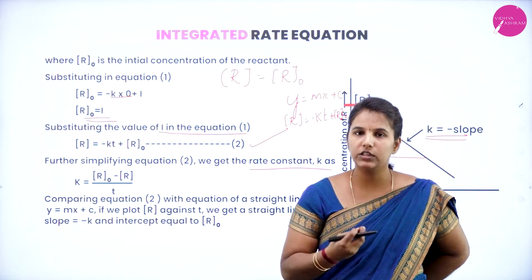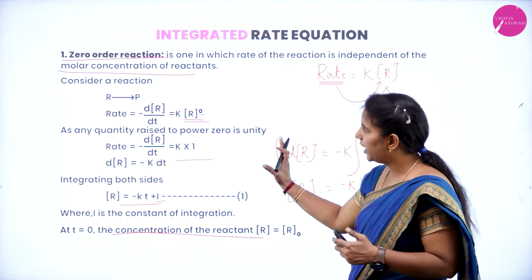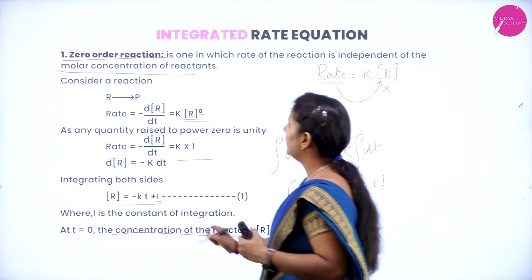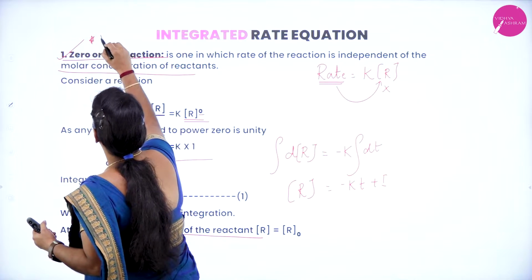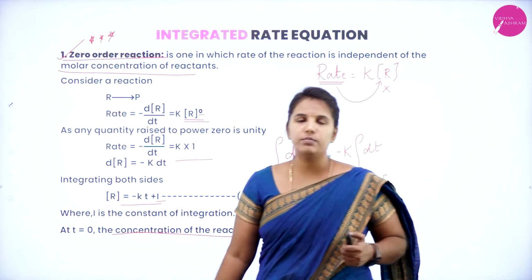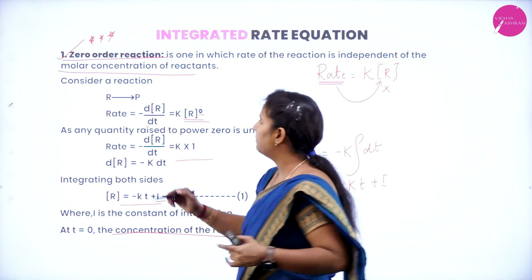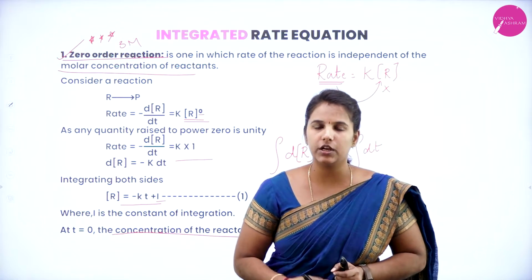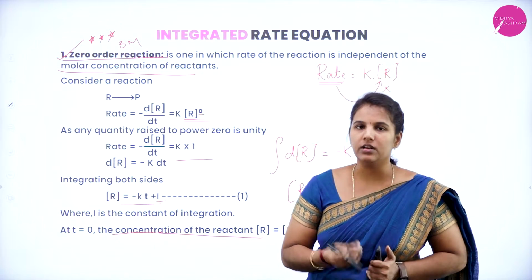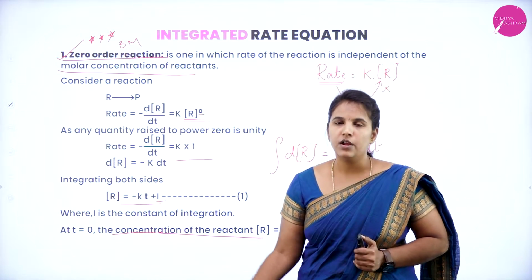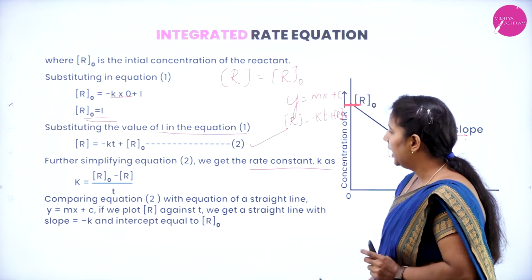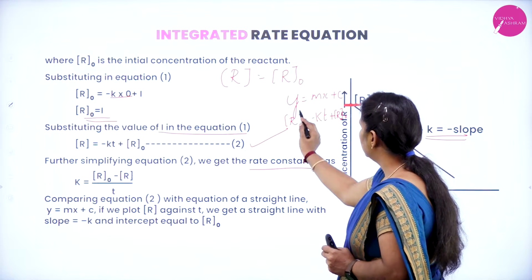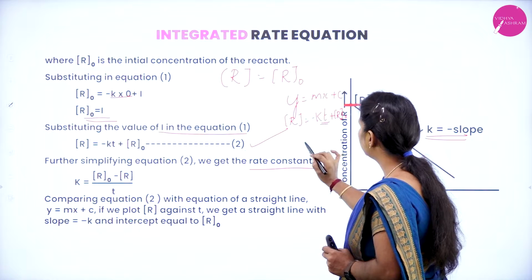So if they ask for 3 marks, you have to derive the entire equation from here to here for the 3 marks. And remember again, this is very important from the examination point of view, especially for the 3 marks. They can ask this question to derive the integrated rate equation for the zero order reaction. Hope you all understood this derivation. At the last step, if you compare equation 2 with the straight line, you will understand that the concentration of R is plotted against time.